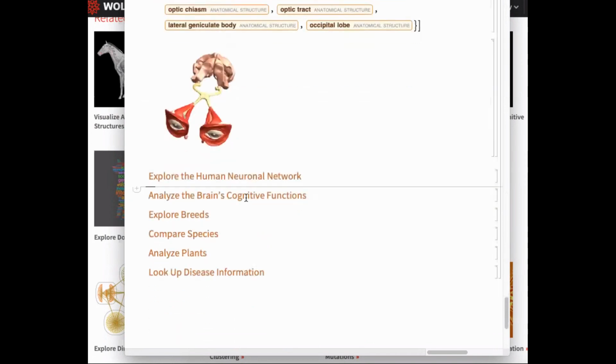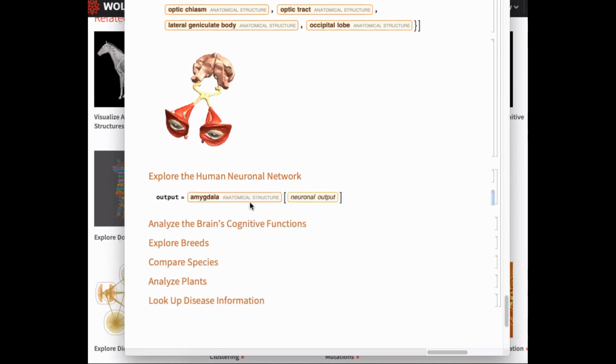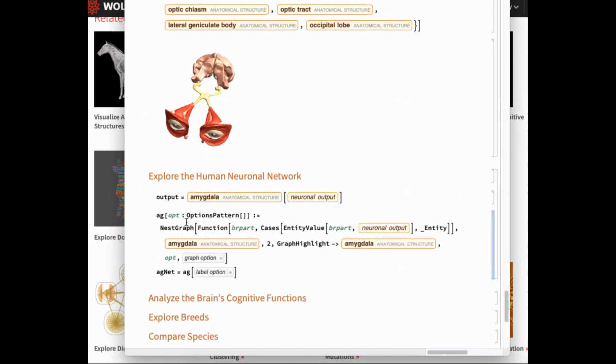And moving on to the next topic, you can also explore the neuronal network of a human brain. Here, you find the neuronal output of a particular brain region by accessing the neuronal output property in the anatomical structure entity type. And we can illustrate these output connections of this particular brain region, amygdala in this case, using the nest graph functions.